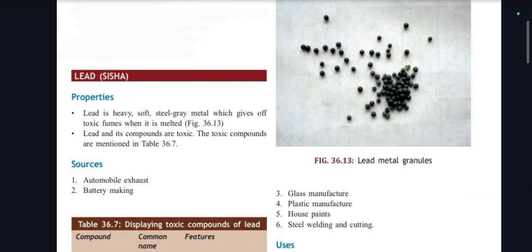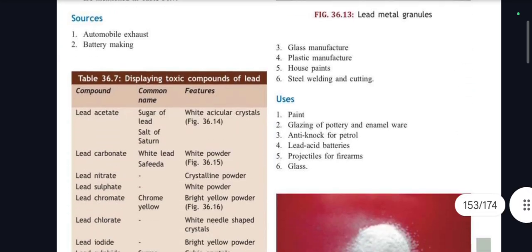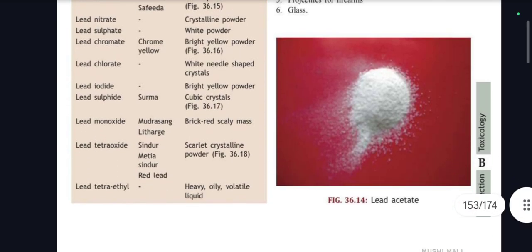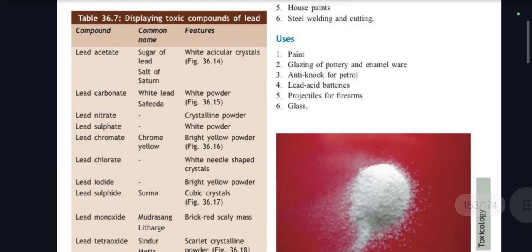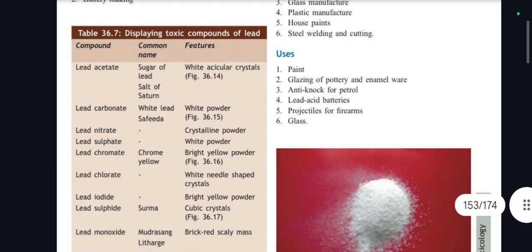Lead and its components are toxic. The toxic components are lead acetate, lead carbonate, lead nitrate, sulfate, chromate, chlorate, iodide, sulfide, monoxide, tetroxide and tetraethyl. Remember only a few names: acetate, carbonate, nitrate, for example purposes.